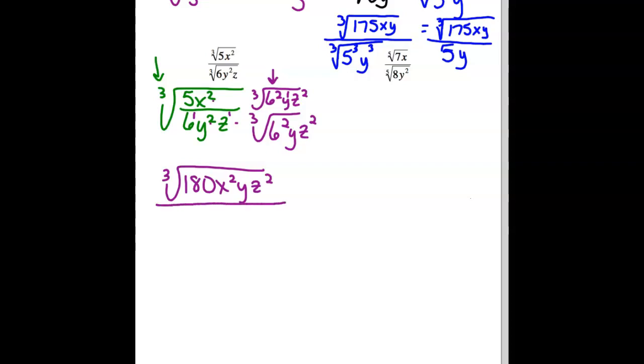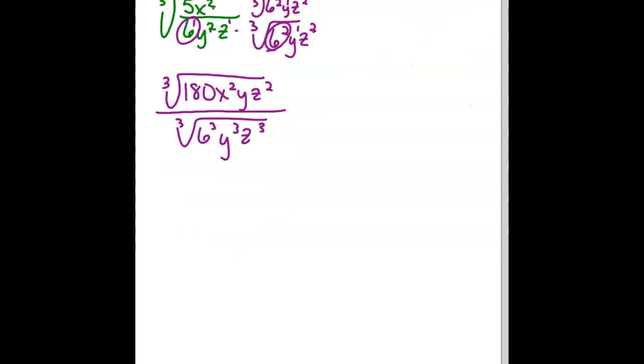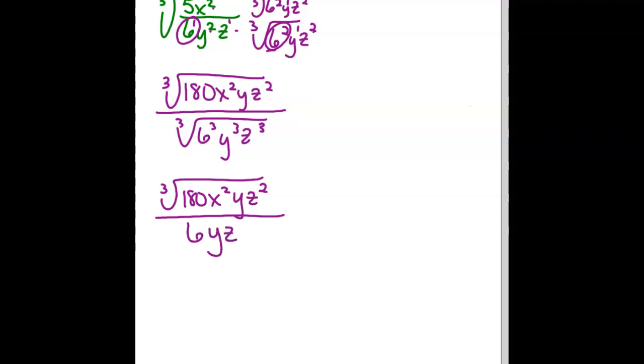But the nice thing now is in the denominator, I have 3 of everything. I have 3 6's, 1 here and 2 more here. And when I cube root those 3 6's, I'm just going to get a nice 6. I have 2 y's here and 1 here, so I have a total of 3. And I have 1 z and 2 more. I have a total of 3 of those. So it's going to clean up nicely. I have the cube root of 180 x squared y z squared for the numerator. Denominator comes out as 1 group of 6, 1 group of y, and 1 group of z's.